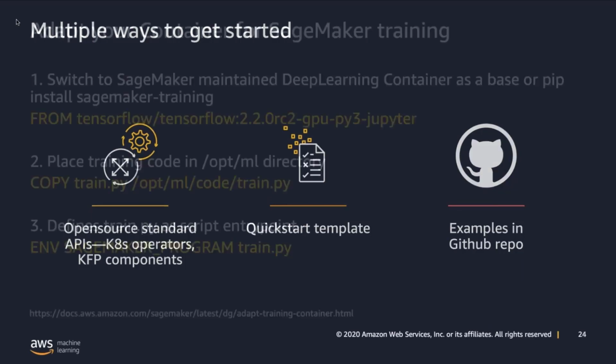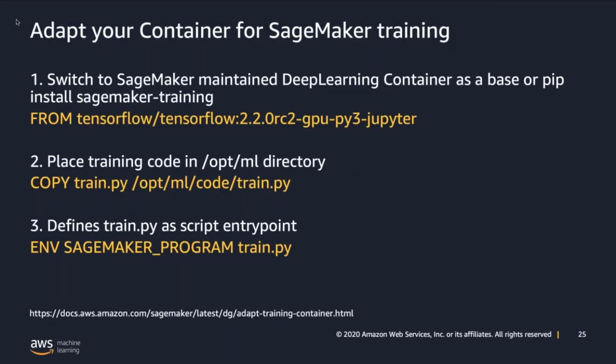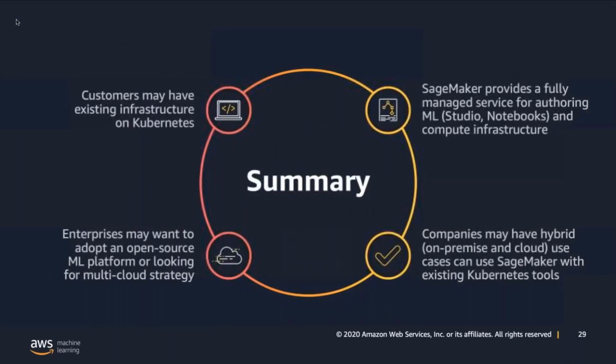If you already have containers that are being used for ML, you can swap out the base container for where you're loading your framework. So in the Docker file, you would put from TensorFlow, import this repo, and then you would copy your training code into a specific folder structure. And then you would also pass specific environment variables. And this then allows you to use your existing containers in the SageMaker environment.